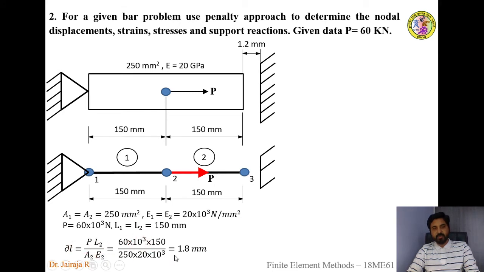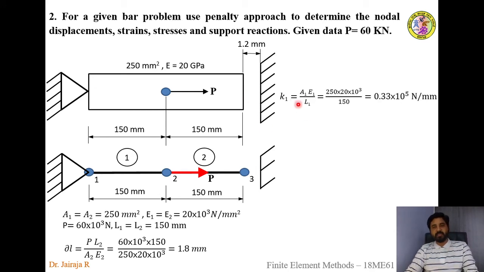If you substitute these values, the deflection or displacement is 1.8 millimeter, but the gap is only 1.2 millimeter. That means the bar is going to elongate more than 1.2 millimeter, that is 1.8 millimeter, but the wall is there exactly 1.2 millimeter from the free end of the bar. So there is a constraint, and it will not allow the bar to move beyond the wall. So how to consider the boundary condition and solve the problem, we can look into.